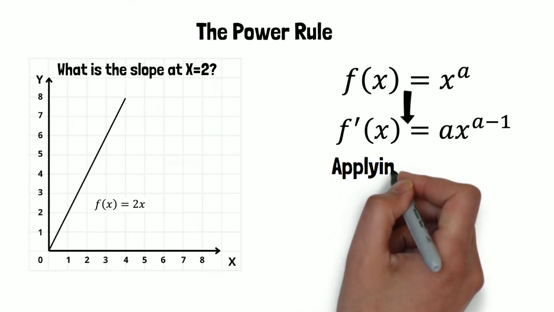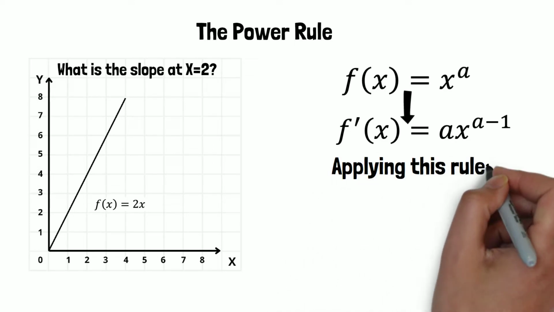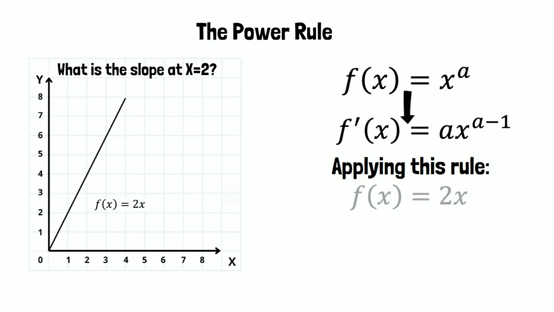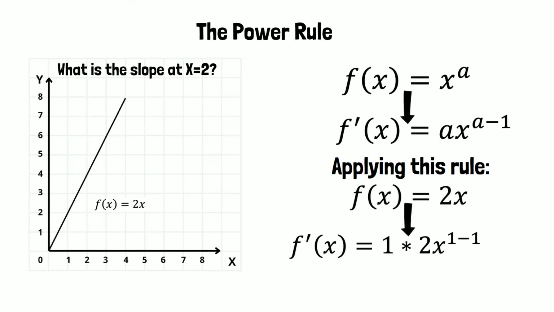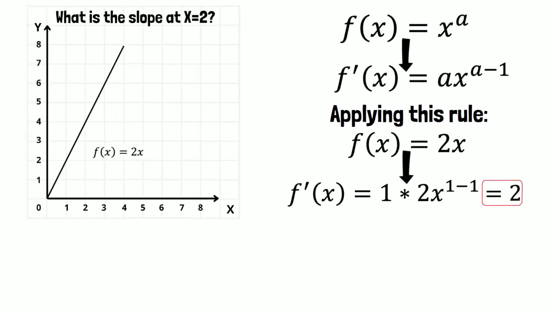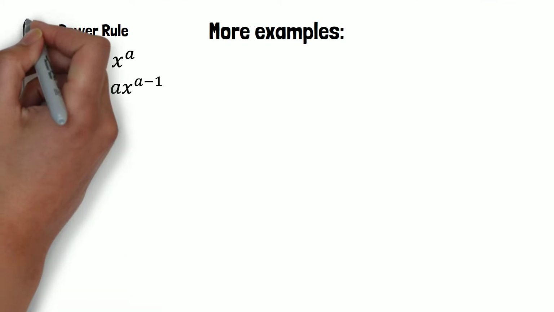Now we're going to apply this rule to our function f(x) equals 2x. Notice that x is actually raised to the power of 1. Therefore, applying the power rule gives us f'(x) equals 1 times 2x raised to the power 1 minus 1, which equals 2. So for every point along our function, the slope is 2. This also means that at x equals 2, the slope of the function is 2. Remember that if the example had been 2x raised to the power of 2 instead of 2x, the answer would have been 4x. This means that the slope would have been different for different values of x.